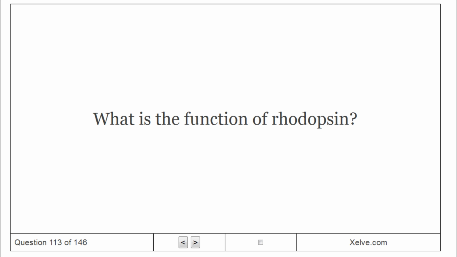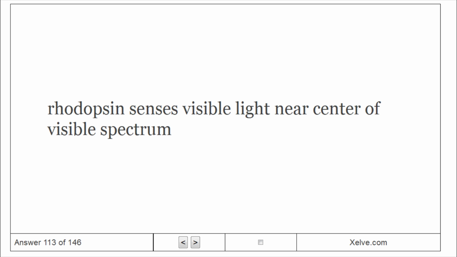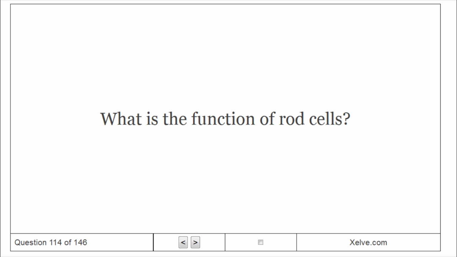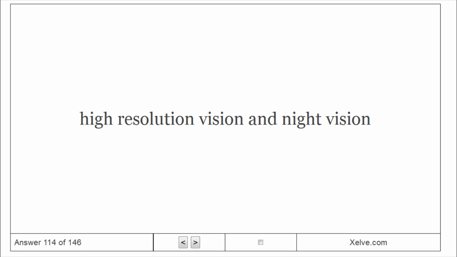What is the function of rhodopsin? Rhodopsin senses visible light near the center of the visible spectrum. What is the function of rod cells? High-resolution vision and night vision.